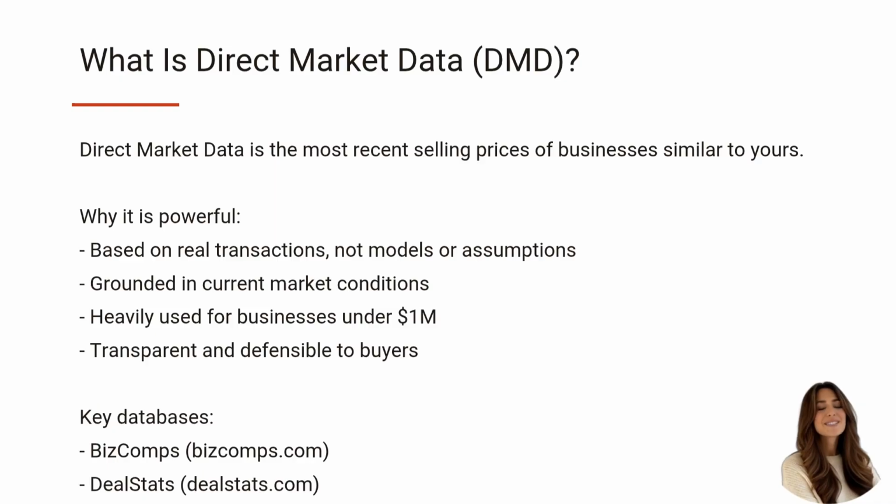BizComps and DealStats are the primary databases that collect small business sales data and make it searchable. You can filter by industry, revenue size, location, and find comps. The data comes from small business appraisers, online databases, and deals that are publicly recorded.